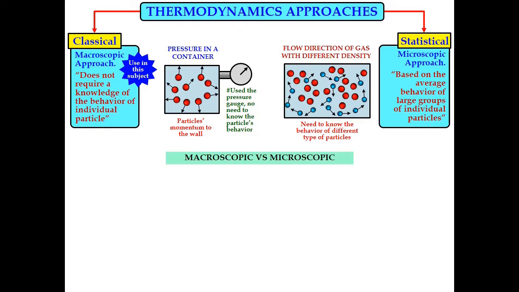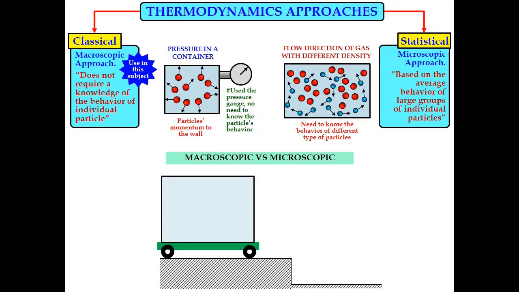Okay, so this is another example of the difference between the macroscopic and the microscopic approach. For example, we have a tank located on a trolley. Let's say the trolley moves with a velocity of v system, and the height of the trolley, or the height of the system, is z.